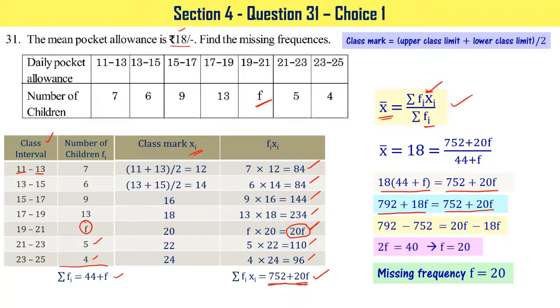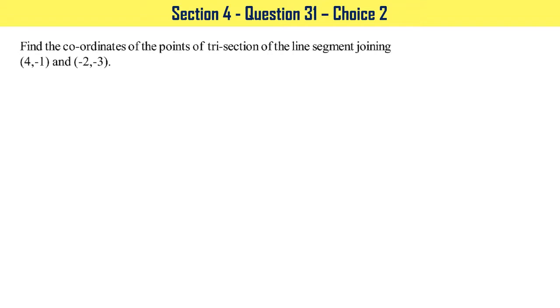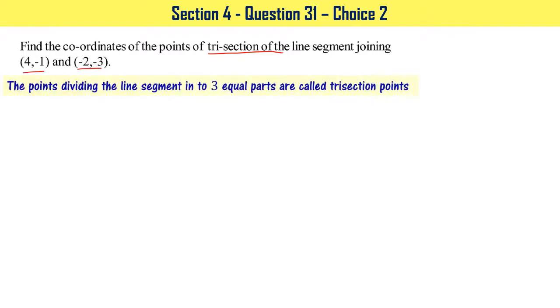Now let's go to the next question, that is choice 2 of question number 31. Find the coordinates of the points of trisection of the line segment joining the points (4, -1) and (-2, -3). We have to find the coordinates of trisection of the line segment joining these 2 points. The points dividing the line segment into 3 equal parts are called trisection points. The 2 points are used such that the line segment is split into 3 equal parts.